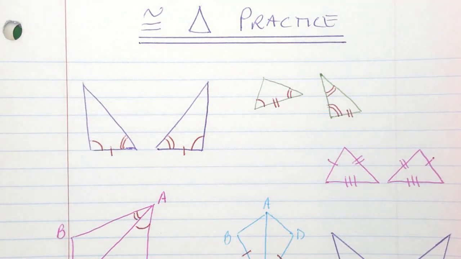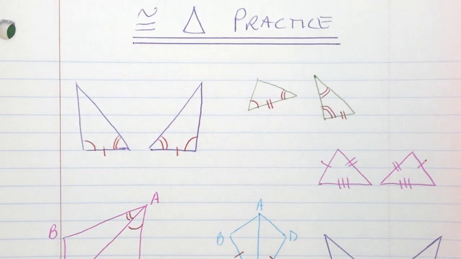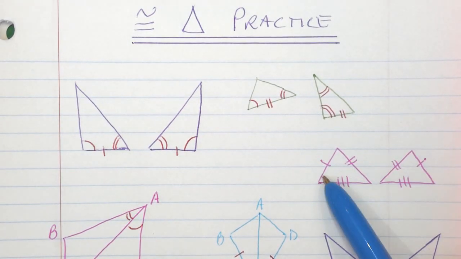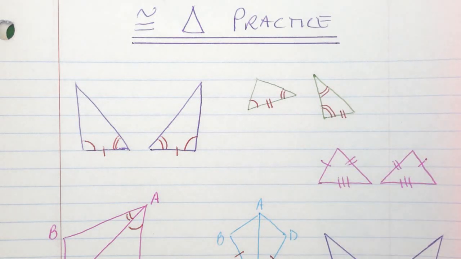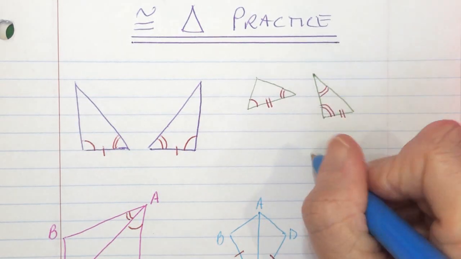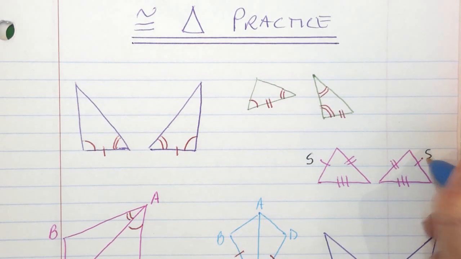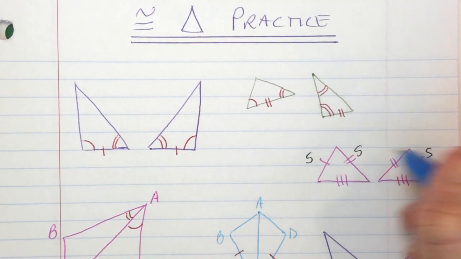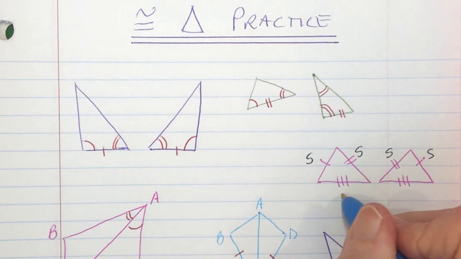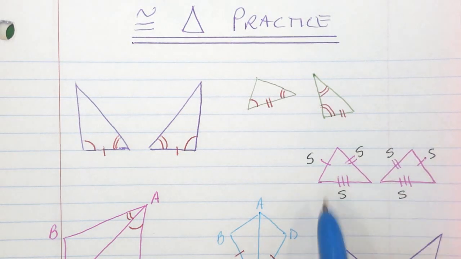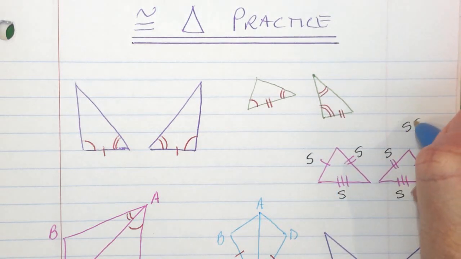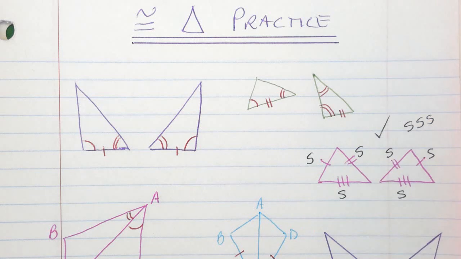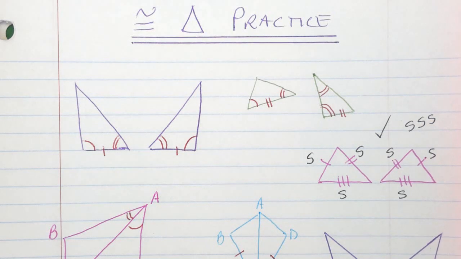Okay, so the easiest one to spot would be the pink one on the far right, where you have this side marked with one tick mark and this side marked with a tick mark. It does help if you'll mark right on the picture. I see 2 tick marks here, 2 tick marks here, 3. So I can say I have side, side, side congruence. I can trace from 1 to 2 to 3, 1 to 2 to 3. These would, yes, be congruent by side, side, side congruence.